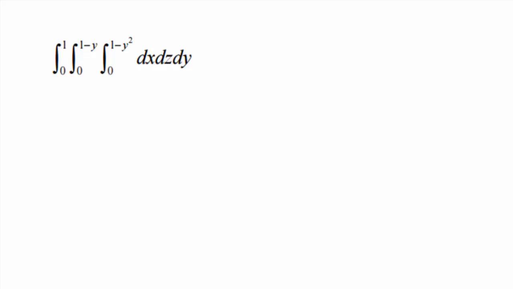Now, in order to get the solid of integration, we need to use those bounds given by the limits of integration. So let's start with x. X lies between 0 and 1 minus y squared. Z lies between 0 and 1 minus y. And y lies between 0 and 1. I think the zeros are pretty easy to imagine what they are, right?